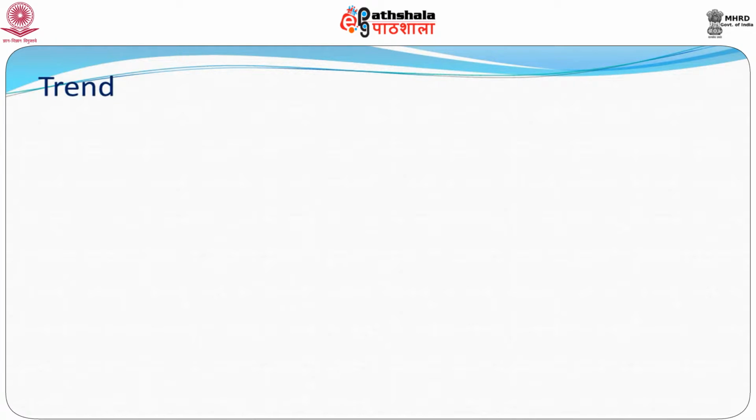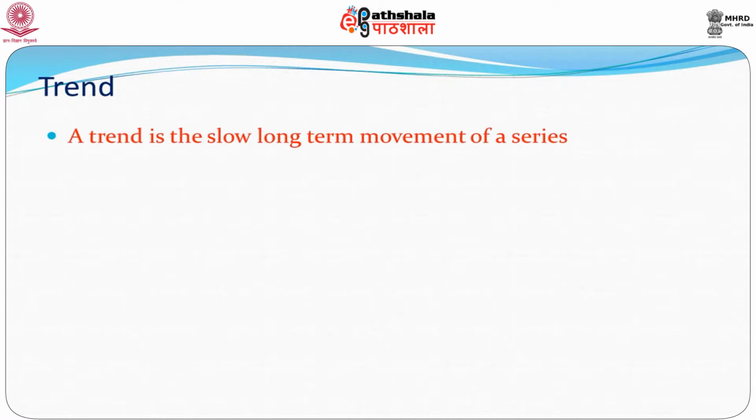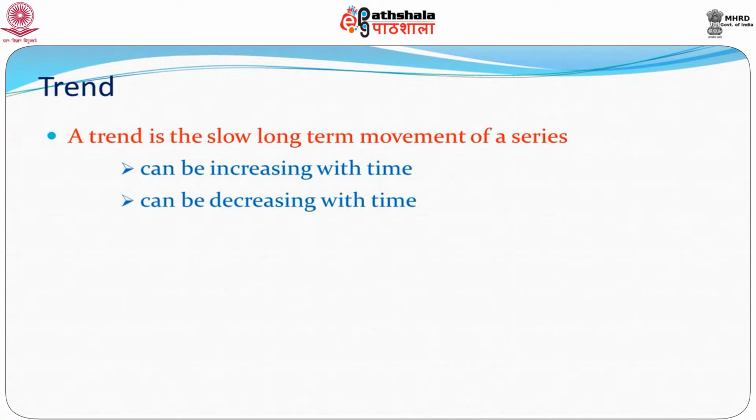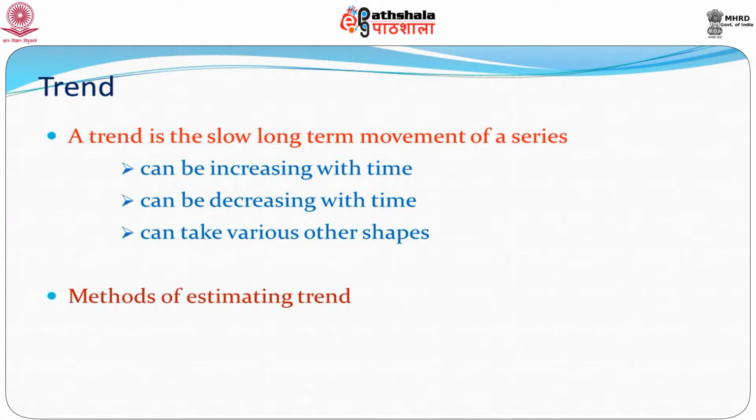Now, let us look at trend, and let us see how we can estimate trend by the classical method. So, what is trend? The trend is a slow long term movement of a series. It can be increasing, it can be decreasing with time, and it can also take various other shapes. For example, it can increase initially and then reach a peak and then start declining, or it can be exponentially increasing or exponentially decreasing.